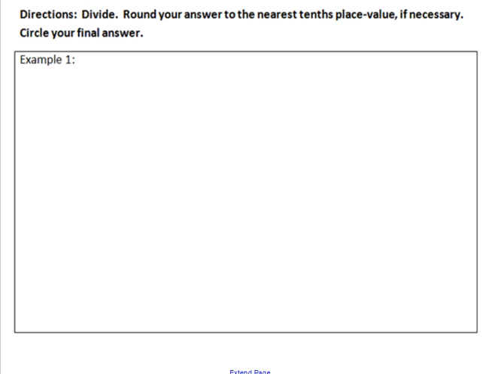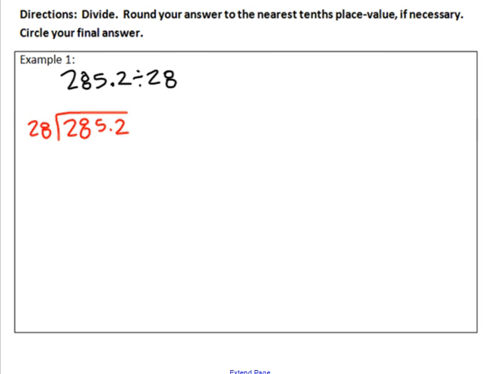The first example that I'm going to give you is 285 and 2/10 divided by 28. So the first thing I want you to do is rewrite the problem. Next, step 2, bring up that decimal point. And now the next step is I'm looking at the divisor right over here, 28, and I'm thinking I don't quite know my 28 times tables.